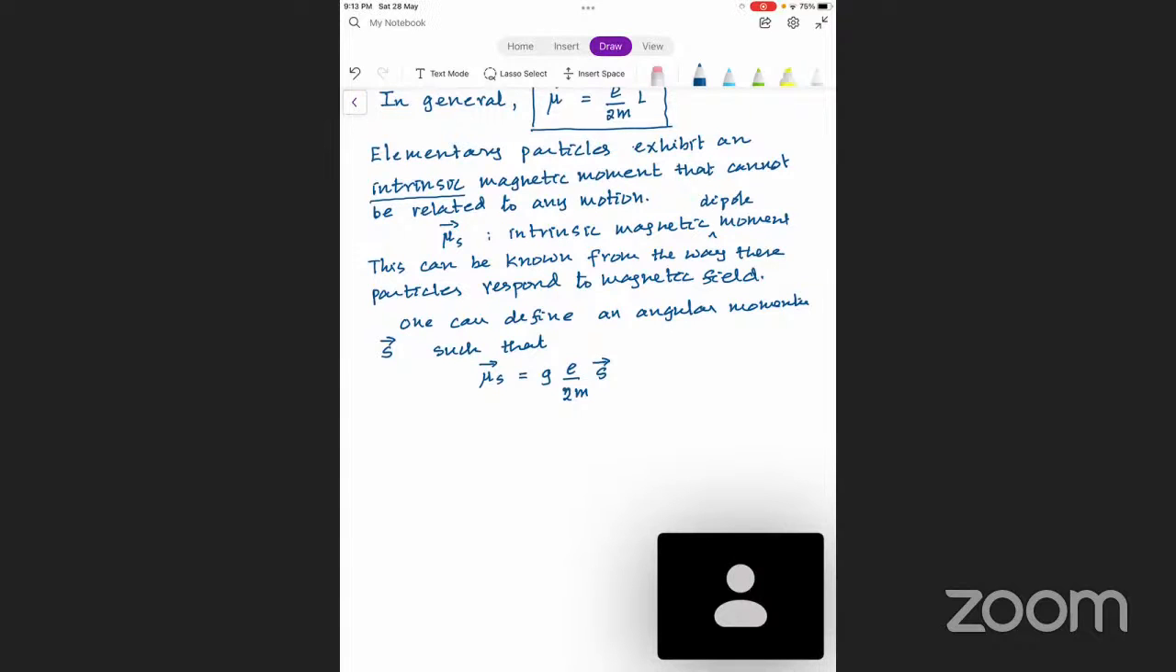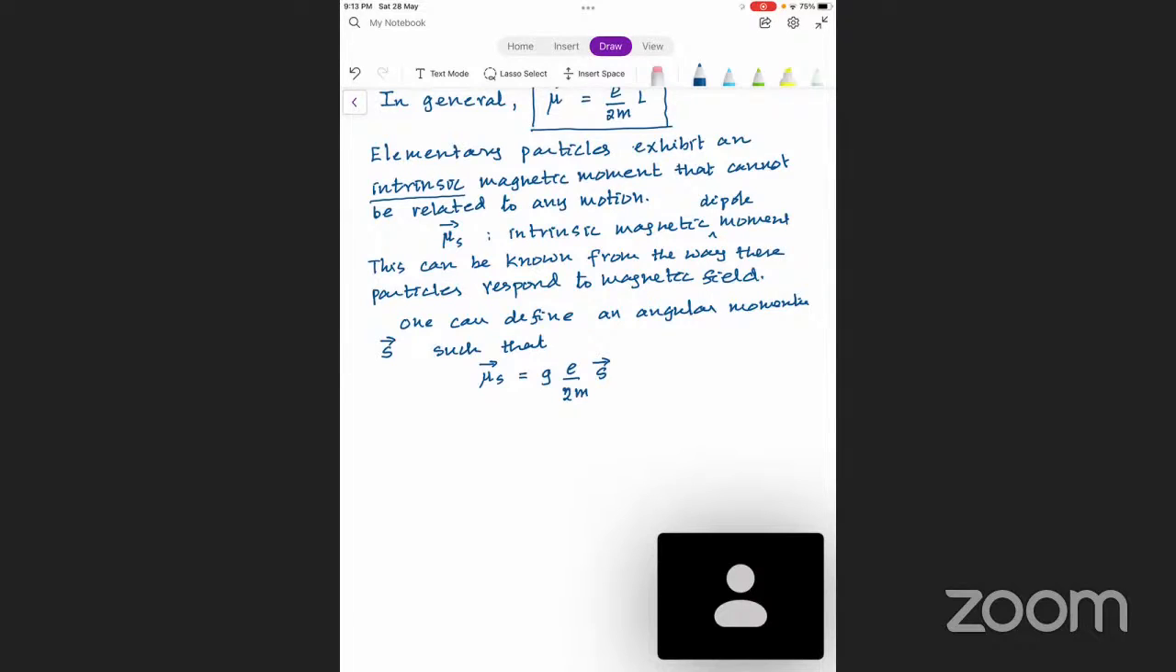So, the response to a magnetic field: mu_s is g e by 2m s. But sir, there are some chargeless particles which also have a magnetic moment. So how will that e by 2m factor be there? In that case, how can we write it?